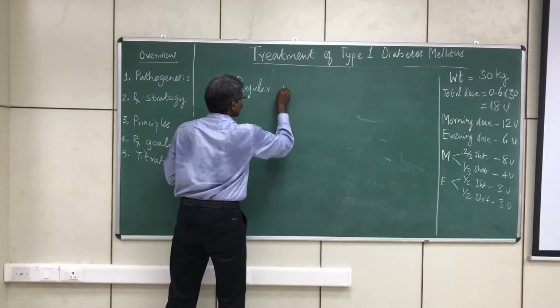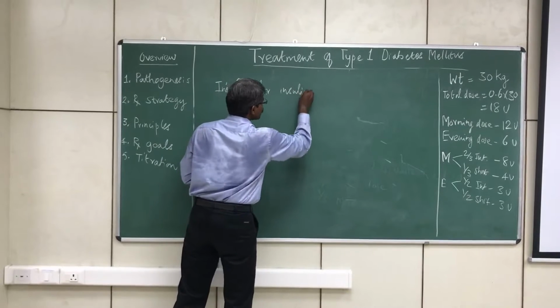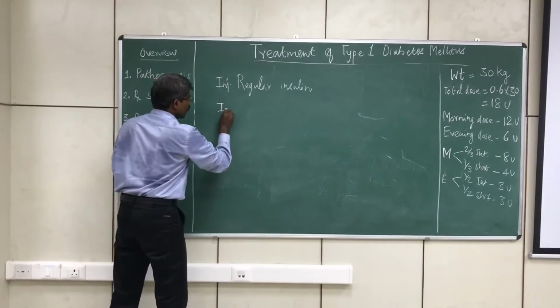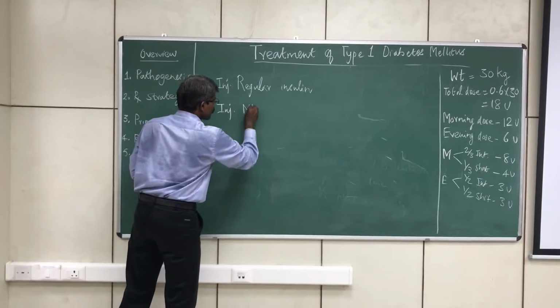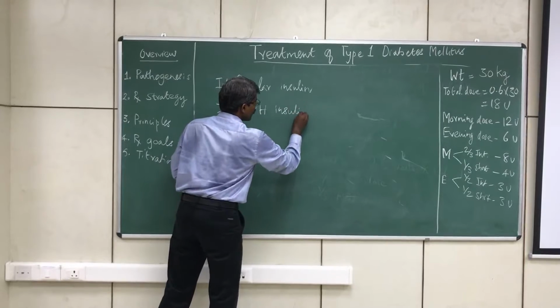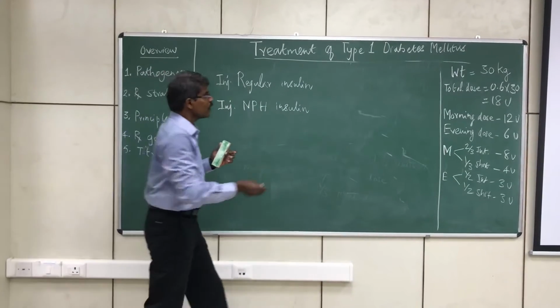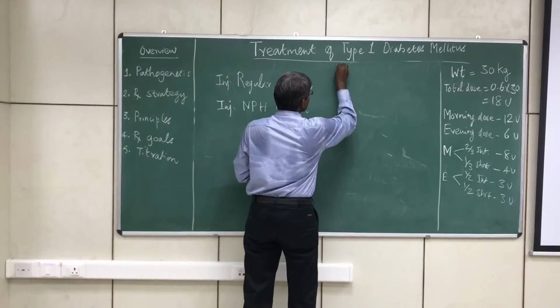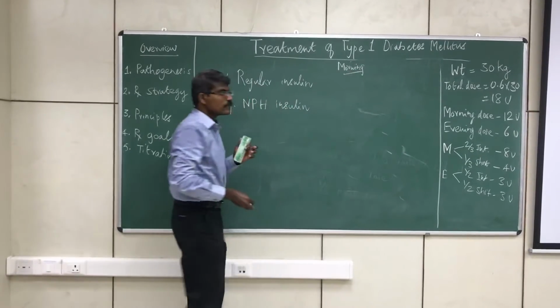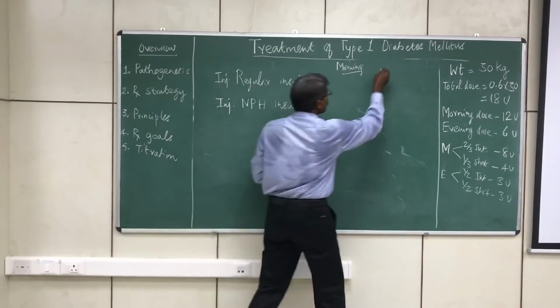We have regular insulin, which is a short acting insulin, and NPH, neutral protamine hagedorn insulin or isophane insulin, which is an intermediate acting insulin. Now, we need to give it as a 2 injection regime, isn't it? So one is given in the morning, and the next injection is given in the evening.